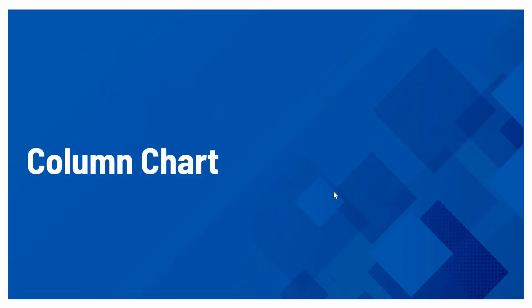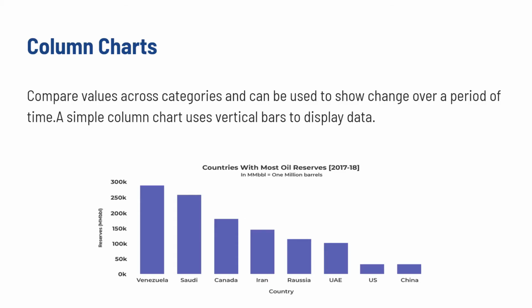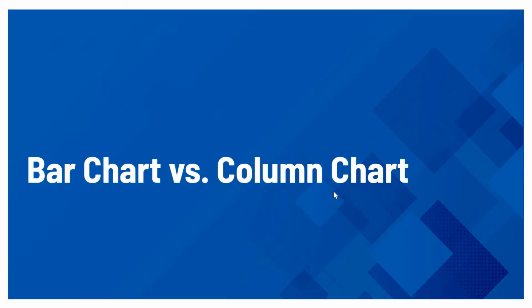Now let's just discuss the column charts. In the case of showing change over a period of time, a column chart can also be displayed as a line chart. In a column chart, the y-axis typically displays a discrete value, whilst the x-axis displays the category. Bar chart versus column chart.